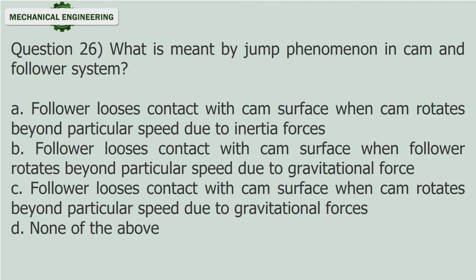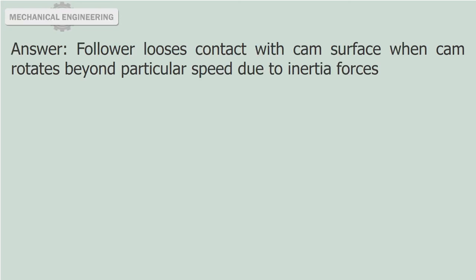Question 26. What is meant by jump phenomenon in cam and follower system? A. Follower loses contact with cam surface when cam rotates beyond particular speed due to inertia forces. B. Follower loses contact with cam surface when follower rotates beyond particular speed due to gravitational force. C. Follower loses contact with cam surface when cam rotates beyond particular speed due to gravitational forces. D. None of the above. Answer: follower loses contact with cam surface when cam rotates beyond particular speed due to inertia forces.